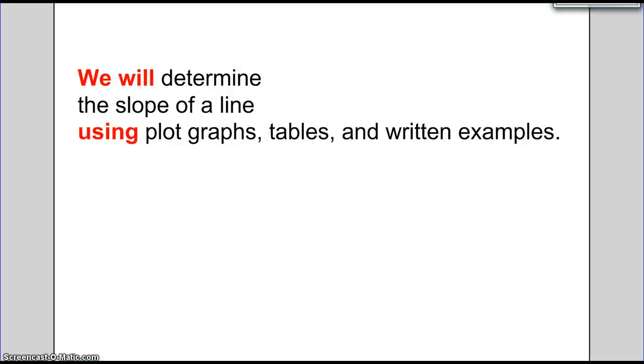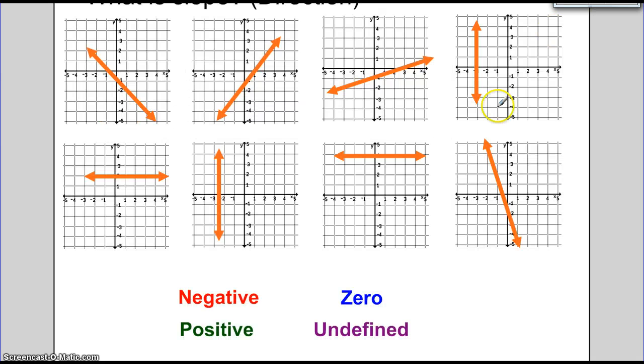We will determine the slope of a line using plot graphs, tables, and written examples. So this one is a negative, positive, 0, or undefined slope. You should have said negative. This one is positive. This one is positive. This one, you can't have a vertical slope, so it's undefined. This one is 0, undefined, 0, and negative.